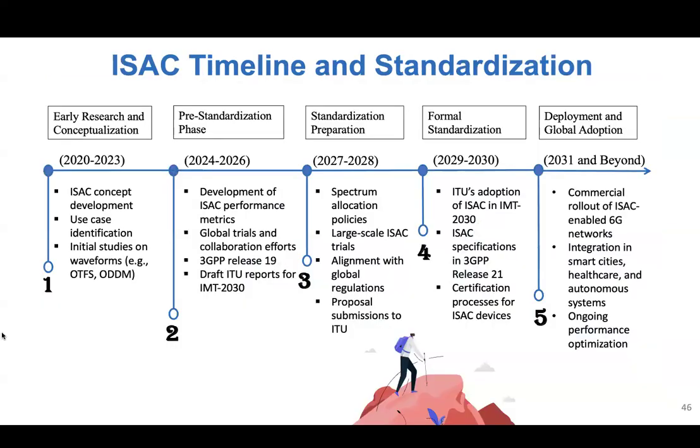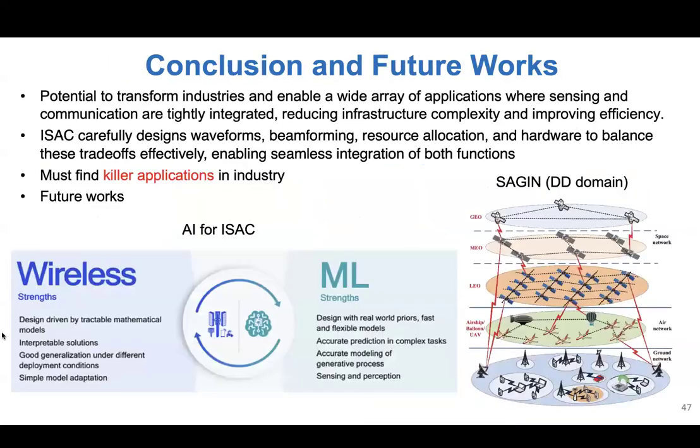Okay, and that was the demo with Purdue and Princeton University. And here, this is the ISAC timeline. Over the years, they have this early research, pre-standard, standardization, and formal standard, and so on. So basically you can see the timeline is still a kind of developing area. So this is one of the major 6G developments.